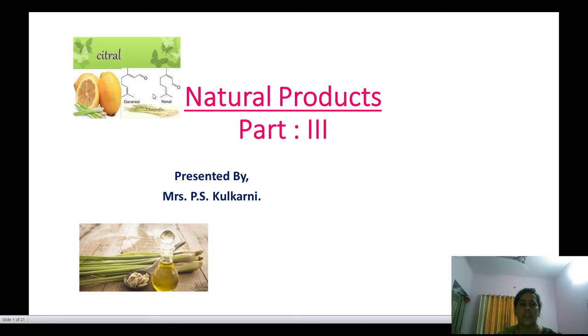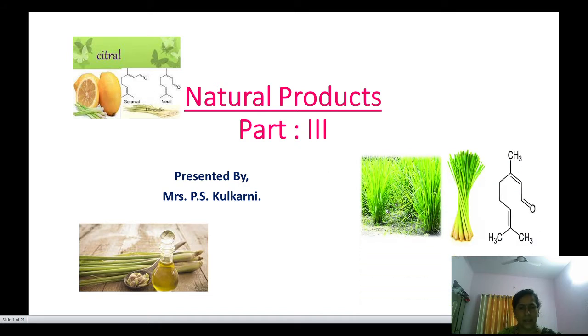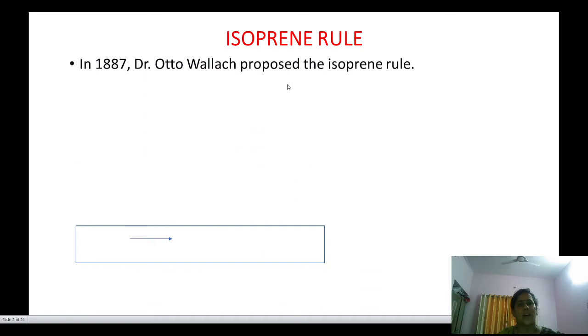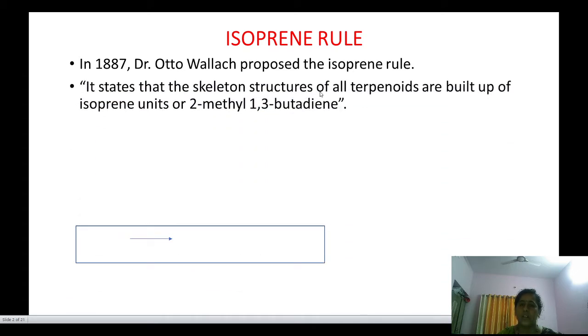Now, how the citral structure arises from the given points can be seen in this slide. This is the formula for citral. We are going to derive it, so let us start here. The first point is the isoprene rule. In 1887, Dr. Otto Wallach proposed the isoprene rule. What is the isoprene rule?